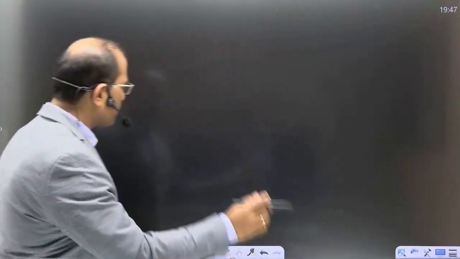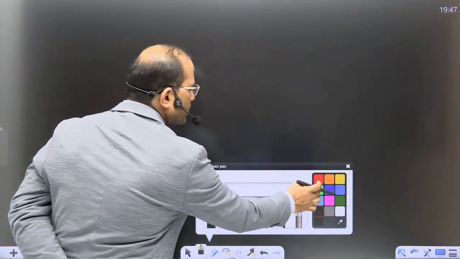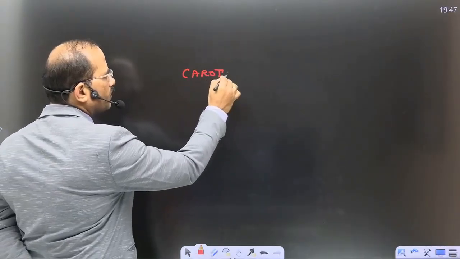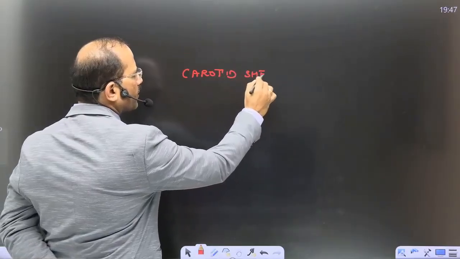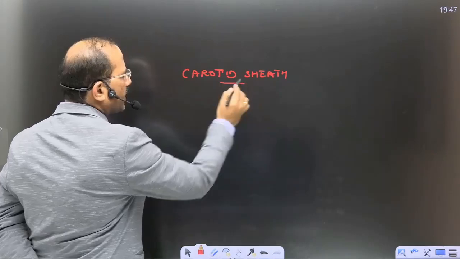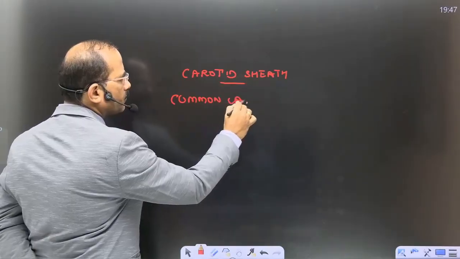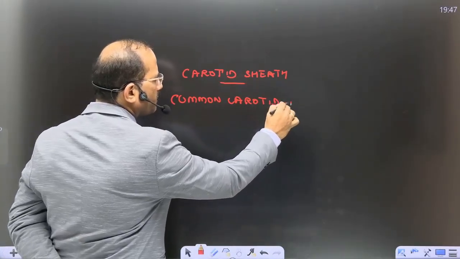And who lies on the carotid sheath? Students, we have seen in the previous lecture, there's someone who lies on the carotid sheath, that's the ansa cervicalis, right? So what are the contents of carotid sheath? Just understand this, that's a very important MCQ for you. Who lies in the carotid sheath? The common carotid artery.